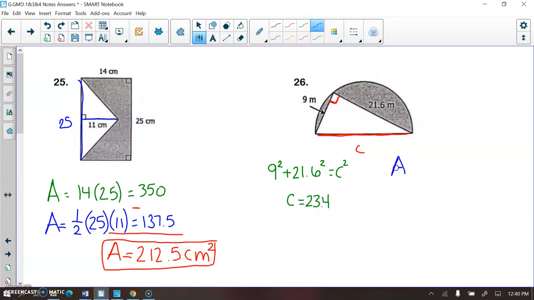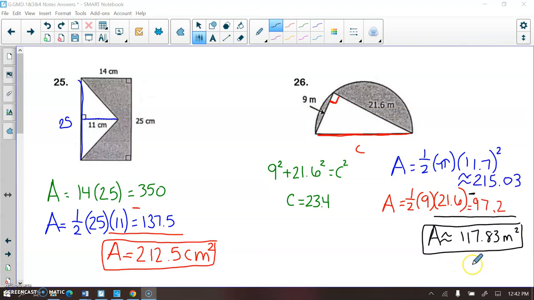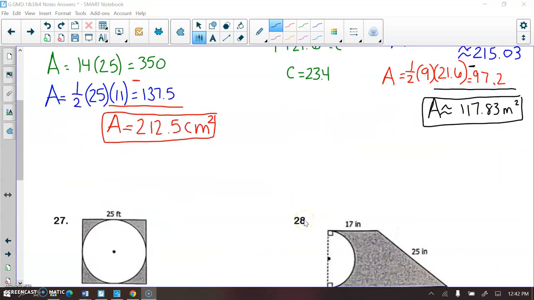Then if I find the area of the semicircle, that's going to be 1/2 times pi times my radius squared. If my diameter is 23.4, my radius is 11.7. And for the triangle, that's going to be 1/2 times my base of 9 times my height of 21.6. Then we're going to subtract those two areas. I'm going to have you pause the video and finish this one off. Okay, so you wind up with this answer.